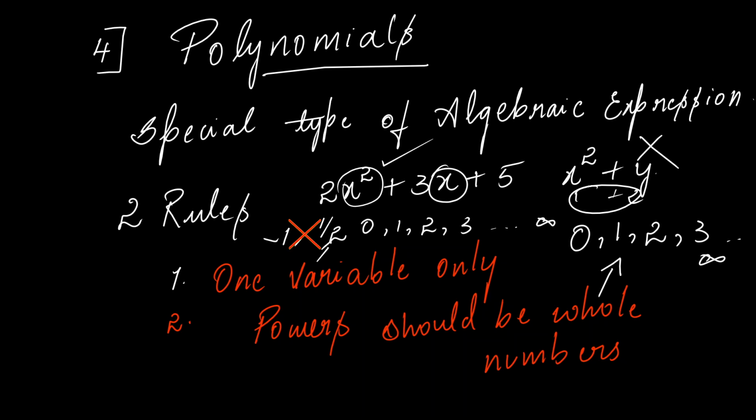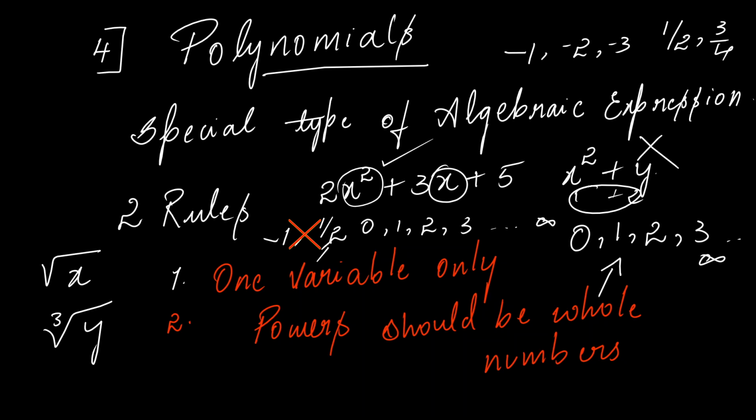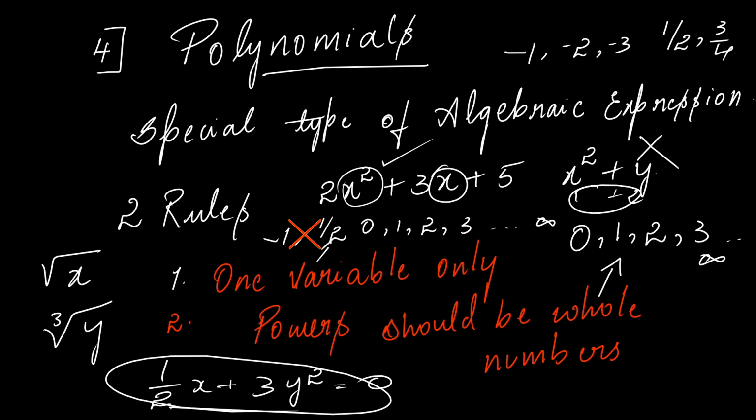So this is not a whole number, right? So we should not use any minus values like -1 or -2 or -3, or even fraction values like 1/2, 3/4. If you use these, then this is not a polynomial. Or even if you use root of x, cube root of y. If you use this in an algebraic expression, then this is not a polynomial. Only one variable should be there and the power should be a whole number.